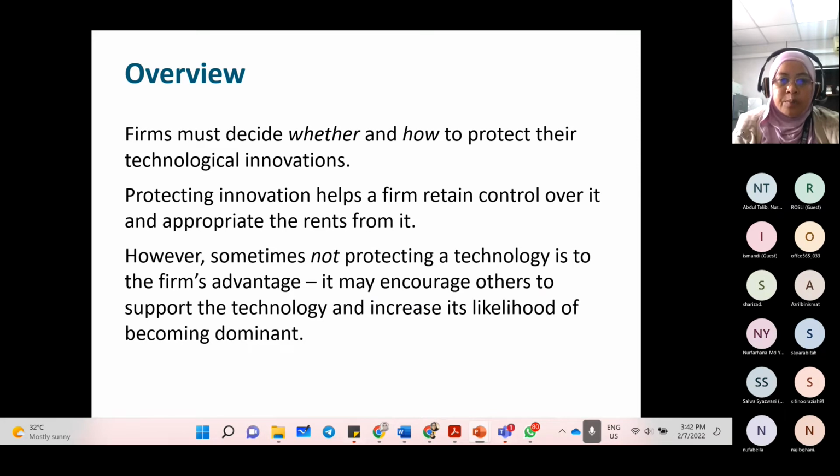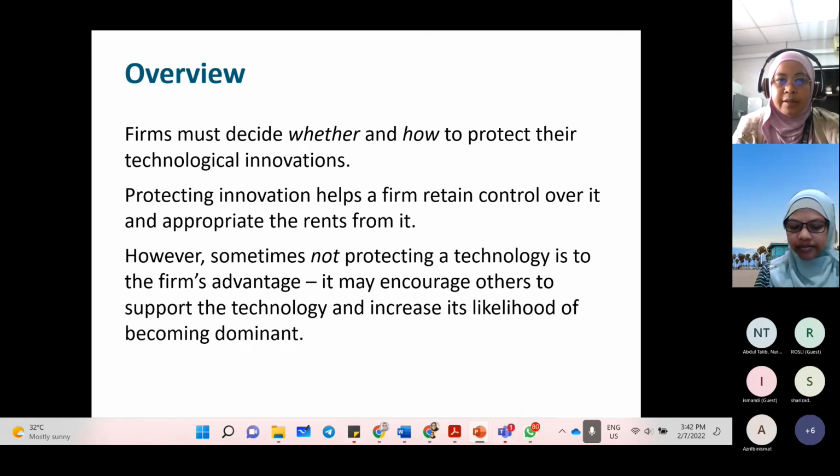Whatever innovative idea that we have, it should be protected. It should be protected. Once the idea has the potential to be commercialized, that contributes to a situation where it should be protected.